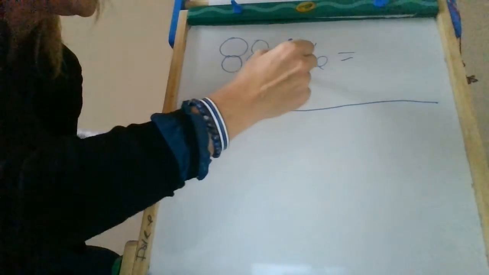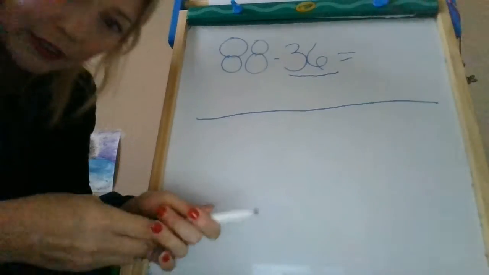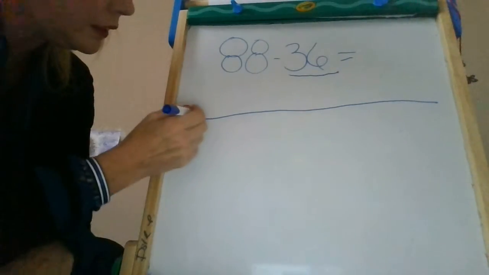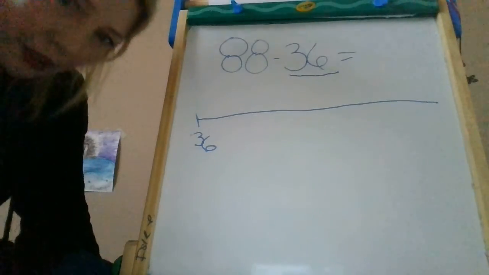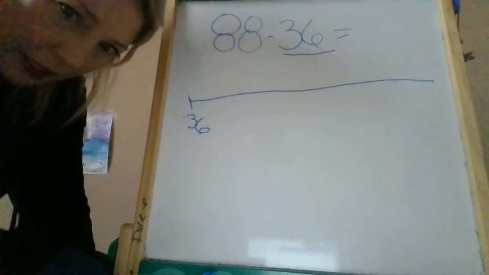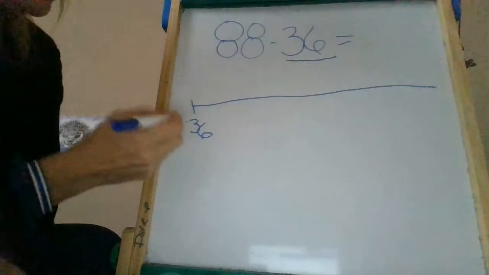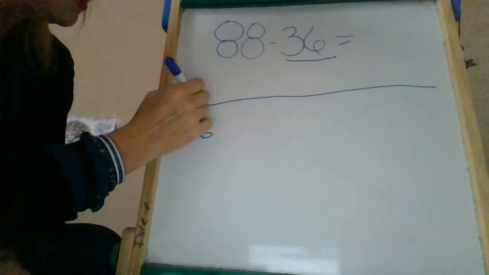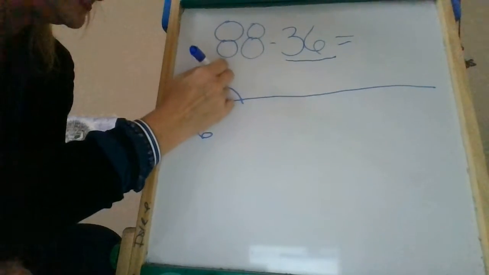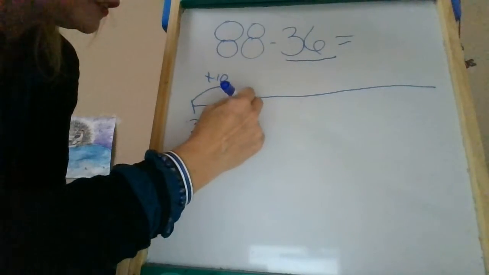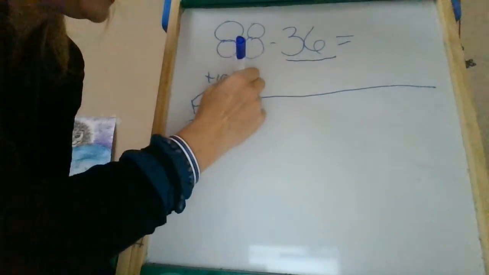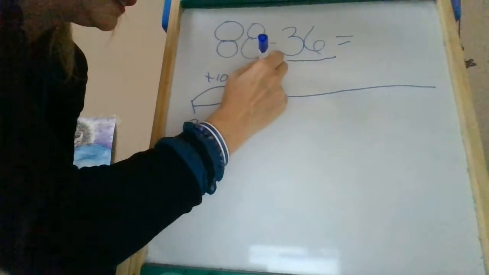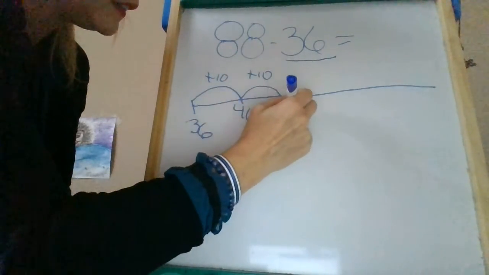We would decide through discussion that 36 is the smallest number, and that's the first number we put on the number line. And now we all know how to skip count by 10. So from 36, our first big jump of 10 is going to take us to 46. But we have to get to 88. So let's add another 10. And that gets us to 56.